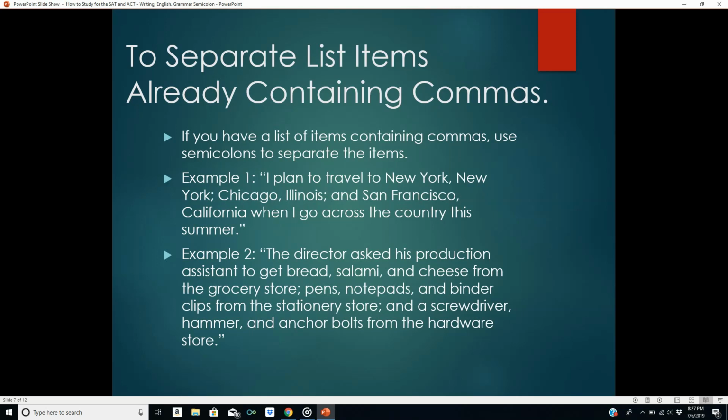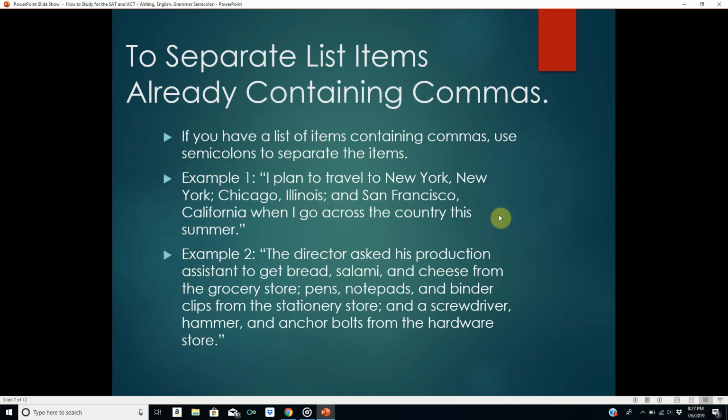So since city and state addresses in the US are separated by commas, if you want to list more than one city and state, you're going to have to use something different from commas to avoid confusion. So that is where the semicolon steps up to the plate and works as a separator in the list.